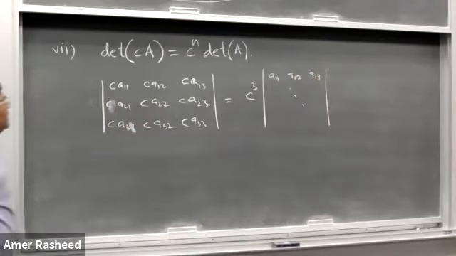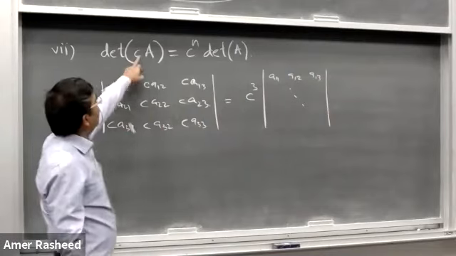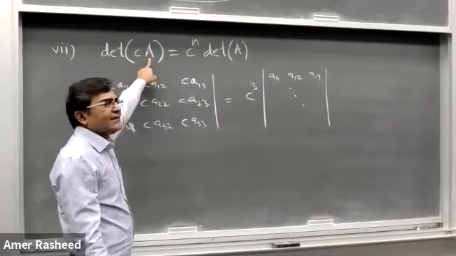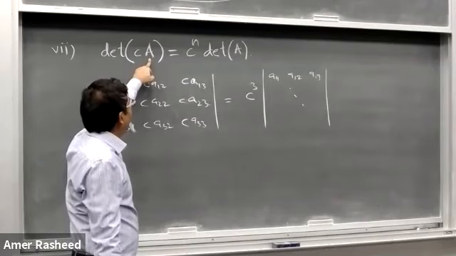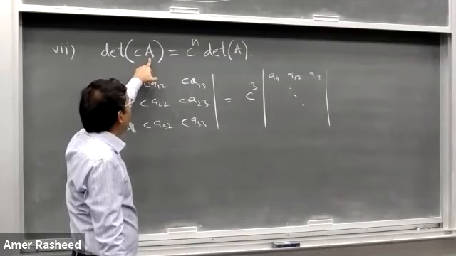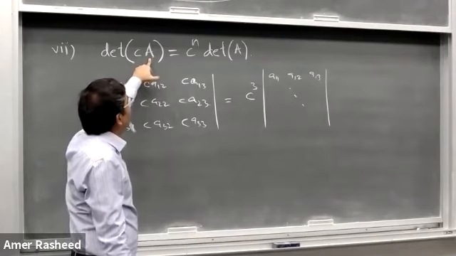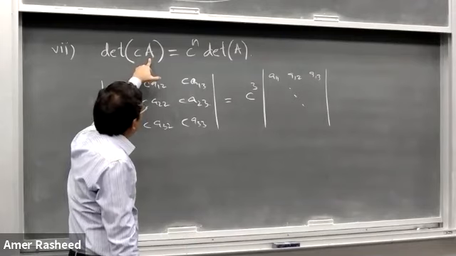So here C is multiplied with A, and A is some matrix of order n, we assume it. A is a square matrix of order n. Then how many rows does this matrix have?